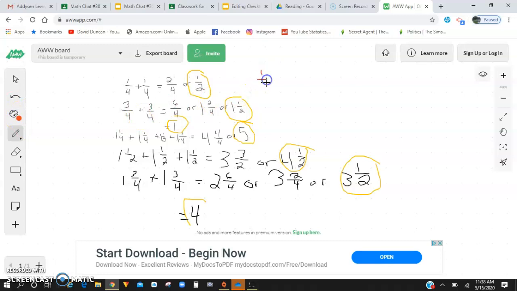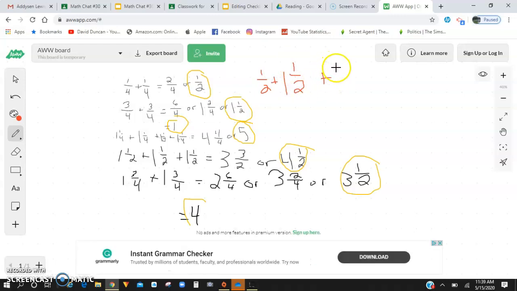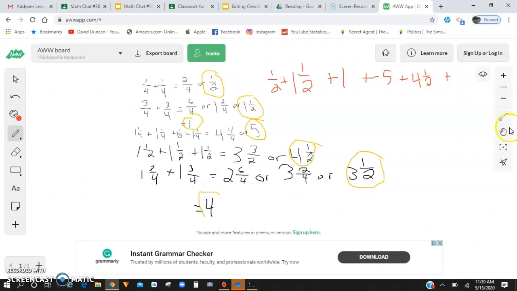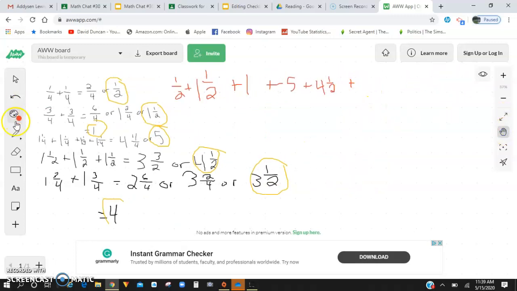I have 1/2 plus 1.5 plus 1 plus 5 plus 4.5 plus 3.5 plus 4.